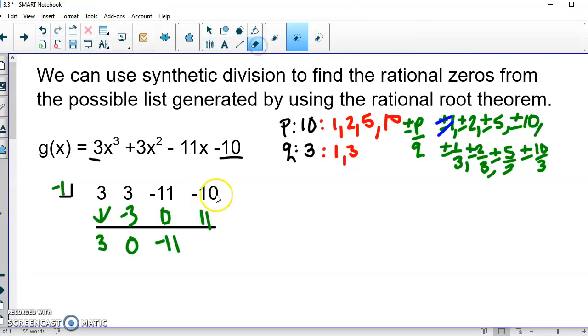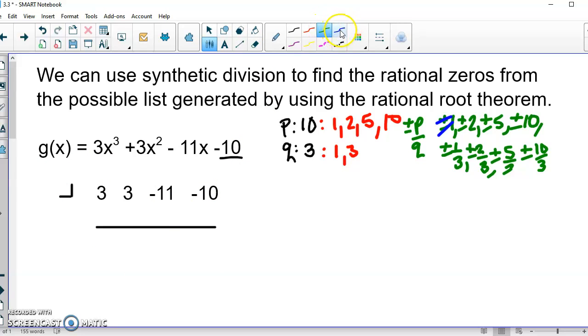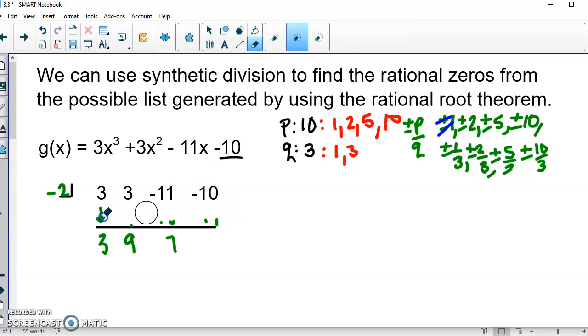Let's try another one. Now looking at the 2's, I'm going to see if 2 is a root. So 2, bring down my 3. 3 times 2 is 6. Add, we get 9. Multiply, we get 18. Add, we get 28. We can see here we're going to get a remainder. So 2 is not a root. I'm going to try negative 2. Notice I'm just going through and checking which ones are divisible.